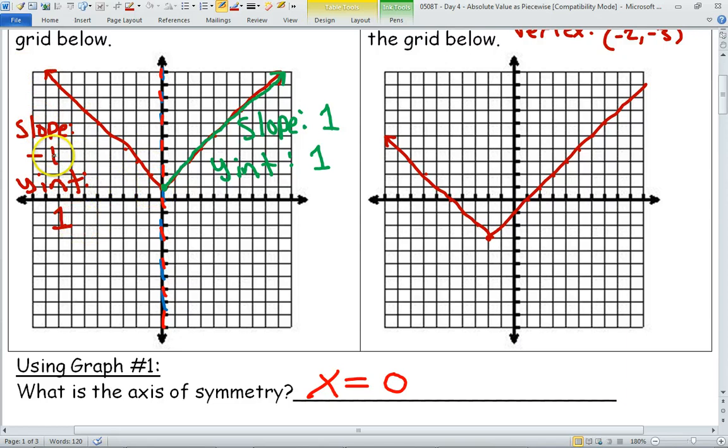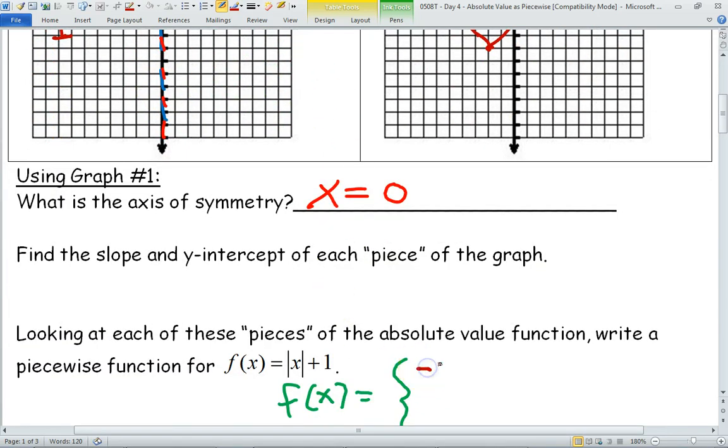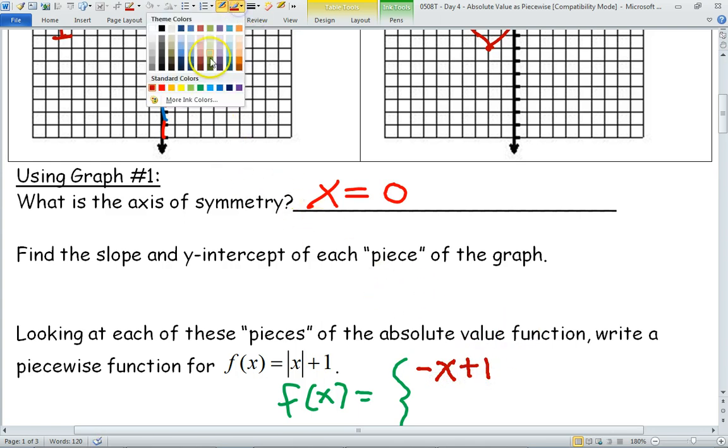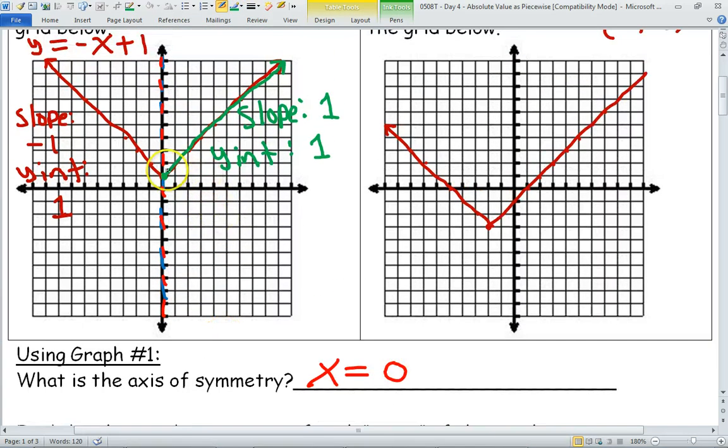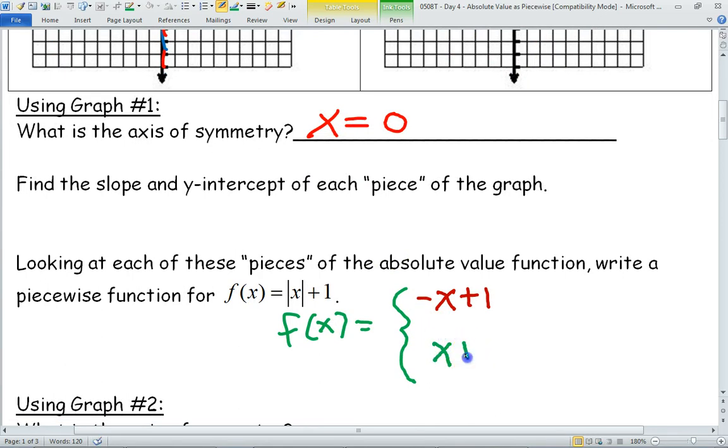The slope and the y-intercept, negative 1 and 1. Think y equals mx plus b. The equation for this part of the branch, looking at the line, is going to be y equals negative x plus 1. There's my slope, and there's my y-intercept, so negative x plus 1. Putting that into the function, I will write negative x plus 1. Now let's do the same thing for the green part. The green part, if I were to write the equation for that, would be y equals positive x plus 1. So let's go ahead and include that in the piecewise function. Positive x plus 1.